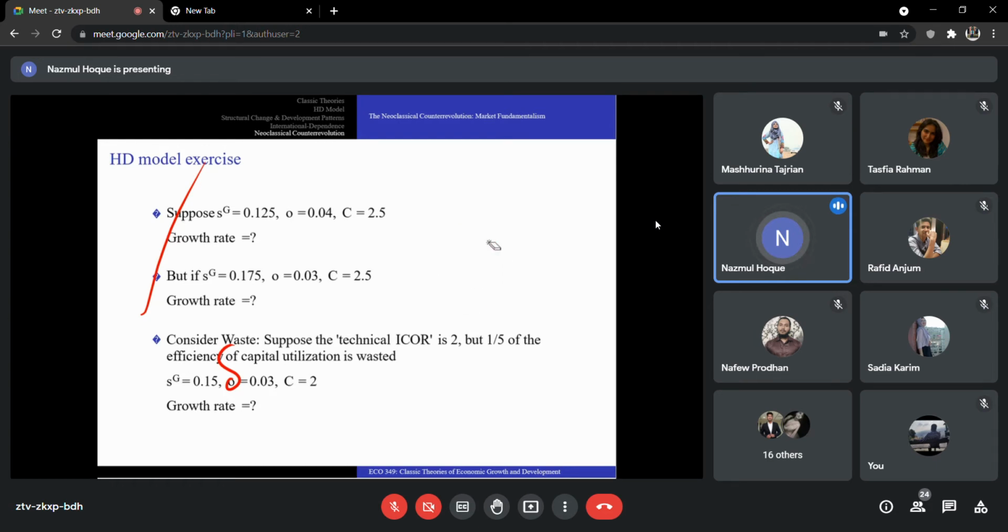How would you interpret this variable C? This is the incremental capital output ratio. We know this is the ratio of these two variables, K and Y. Can you give us any other interpretation?